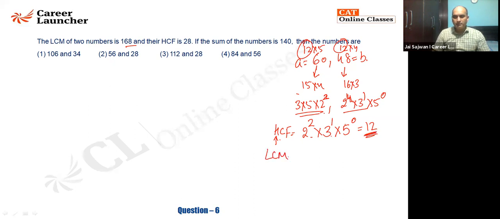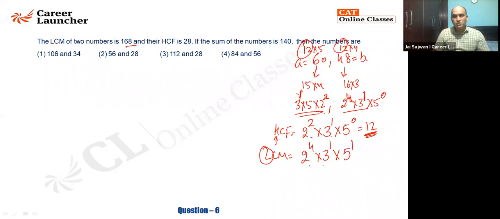Now what is LCM? The word used here is least, but I will take highest power. What is the highest power of 2 I'm going to get? I will say 4. What is the highest power of 3? 1, because at both the places it is 3 to the power 1. So I'll say the higher value is 3 to the power 1. And the higher power of 5 is equal to 1.